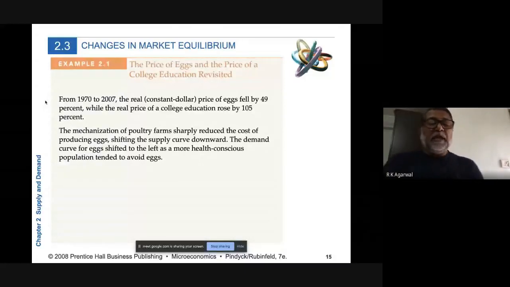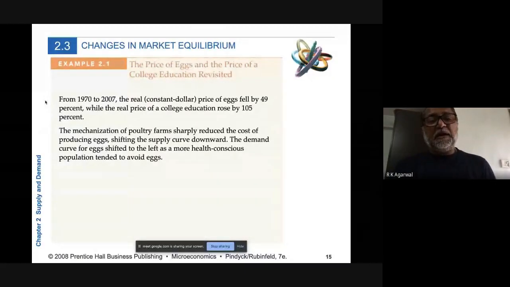Now, in America, the population tended to avoid eggs because they became more health conscious. So therefore, the demand curve shifted to its left. And the mechanization of poultry farms reduced the cost of producing eggs, which led to shifting the supply curve rightwards. And that is how it happened. Prices of egg fell and the total supply of eggs increased over a period of 37 years.